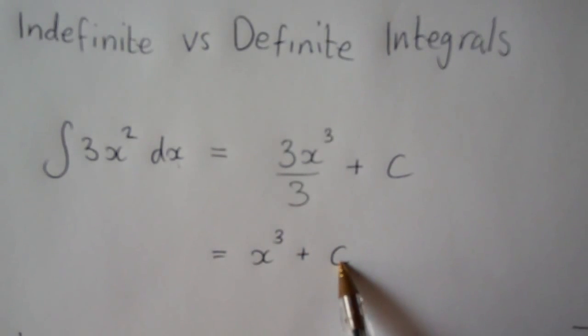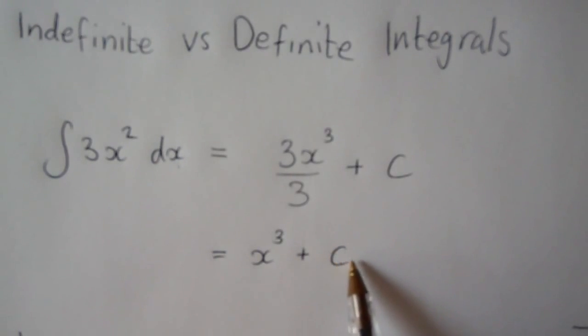And why do we have this c? What's this c for? Well, if you remember, we said that c is there because we don't know what that number was before it was differentiated. Remember, this is the opposite process.